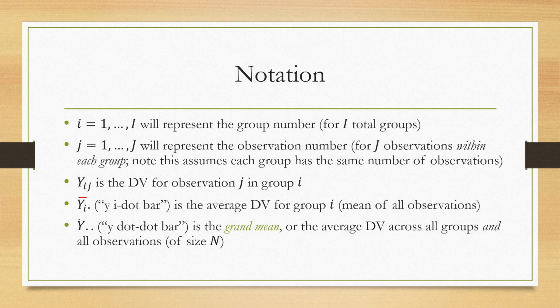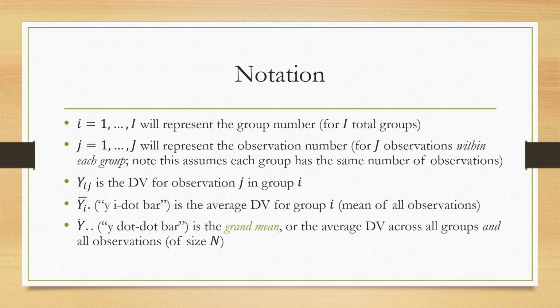Similarly, we can have Y sub dot dot bar. What this represents is if I don't just take the average over all individuals in a group, but I take the average over all individuals in all groups. So this is the average of every single data point you have. And we call this the grand mean. Again, this is the average dependent variable, that's Y, across all groups and all observations.